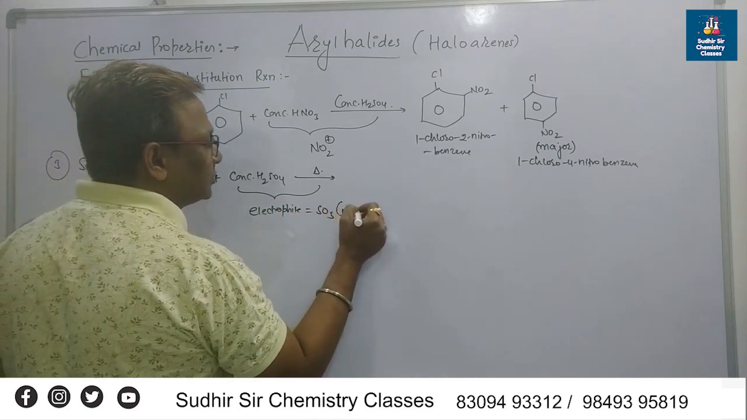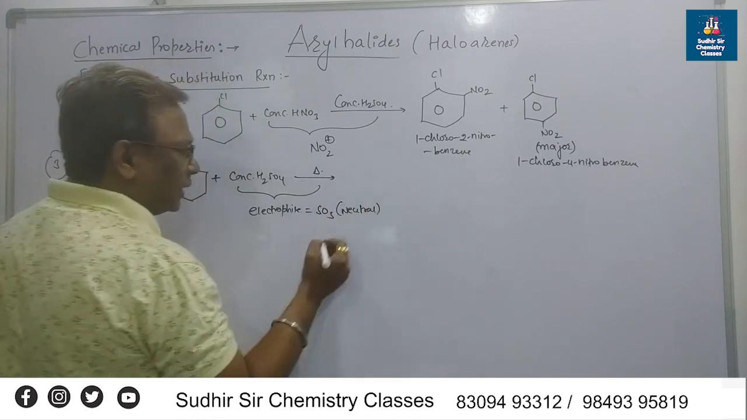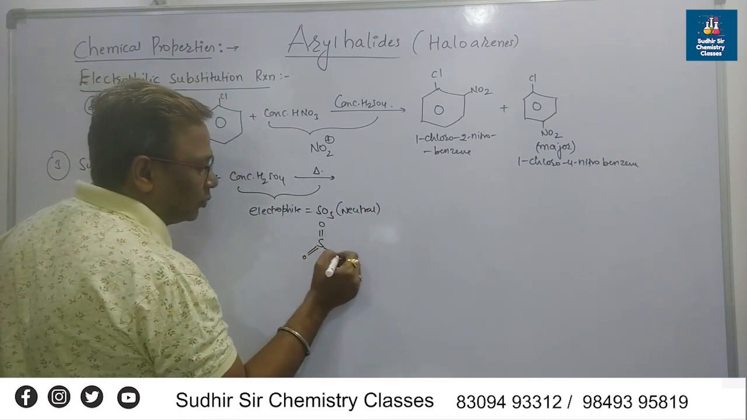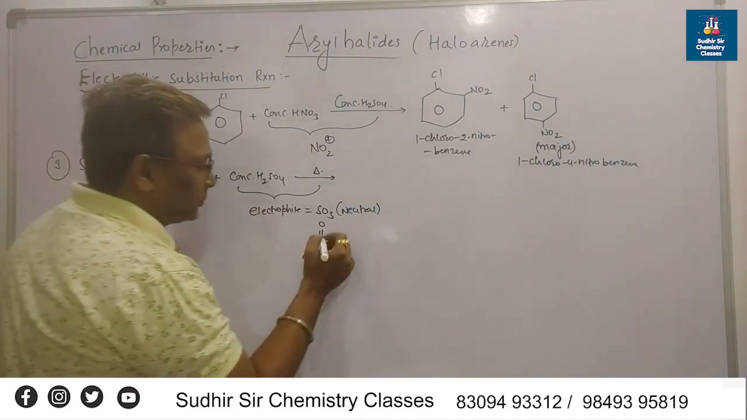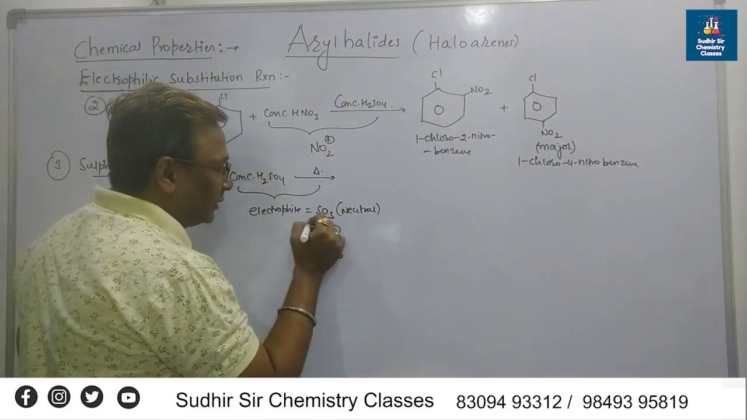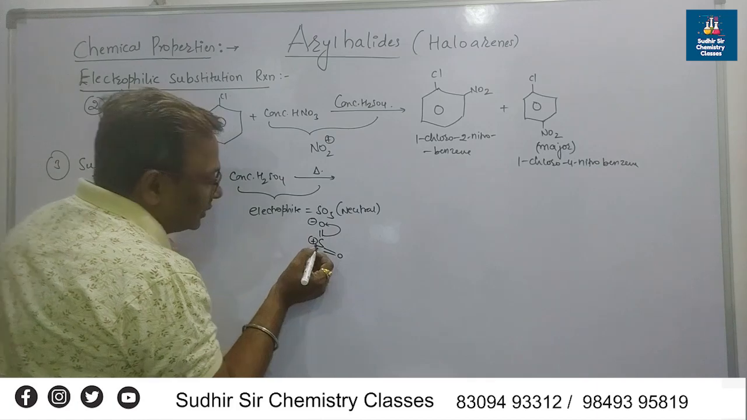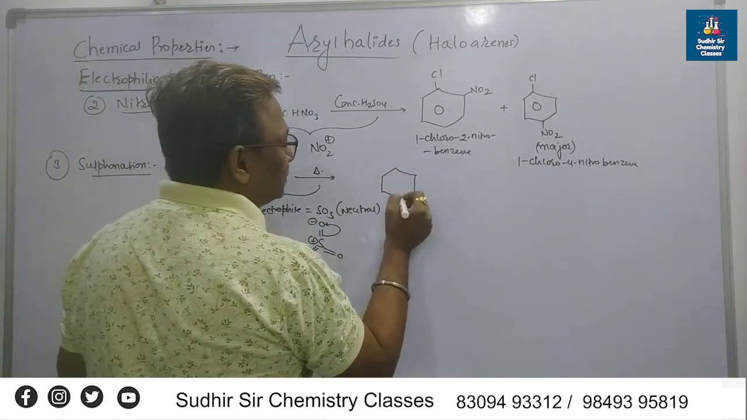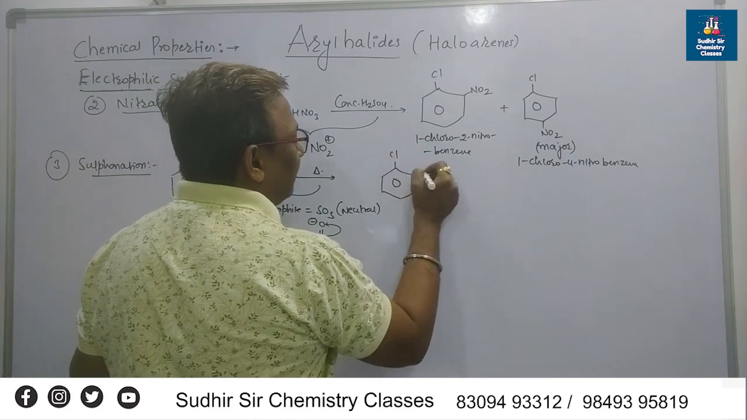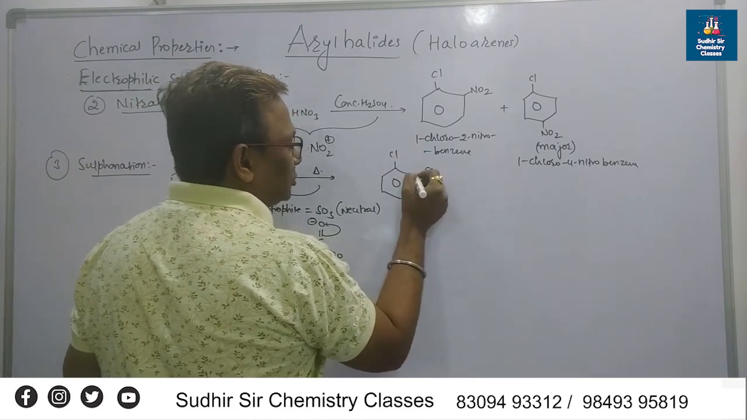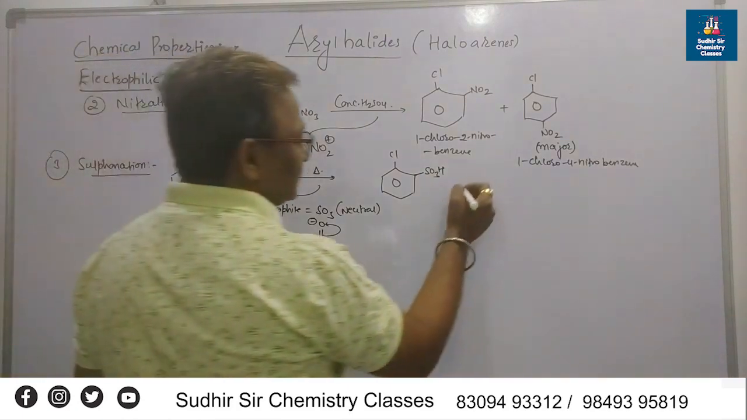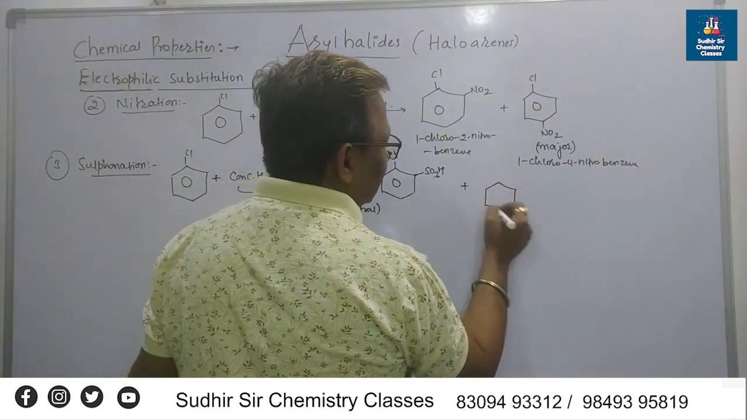That is SO3. Neutral electrophile means it is S double bond O, double bond O, and double bond O. This pi bond shifts back onto oxygen, so it gets negative and sulfur gets positive. This S positive will attack at either the ortho position or the para position, and hydrogen from this place is taken, giving a sulfonic acid. One is at the ortho and one is at the para.